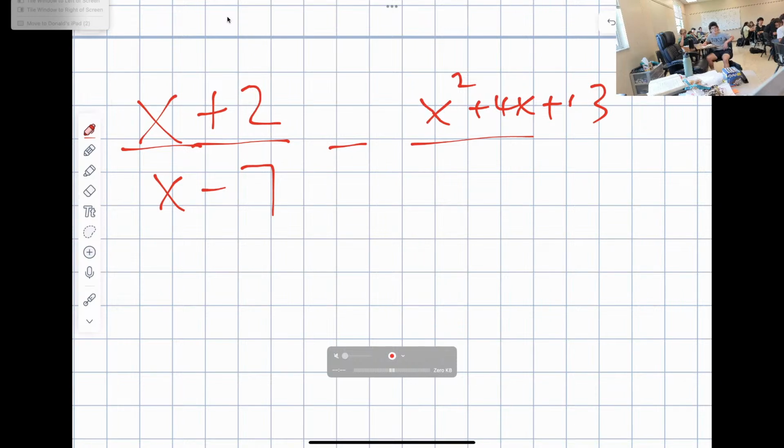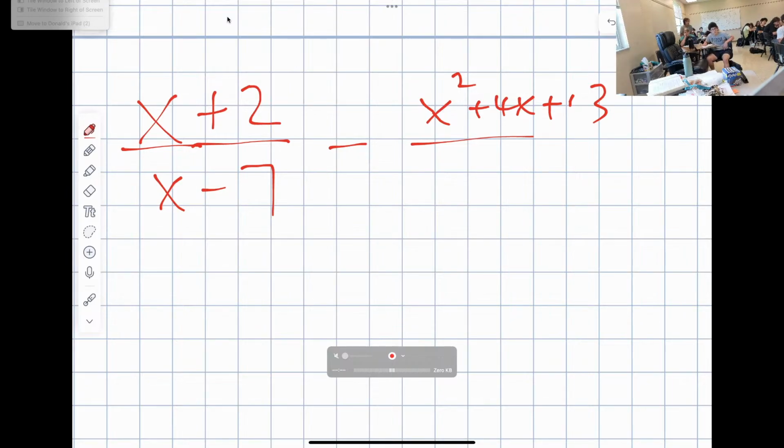Now can I multiply this by 2x over 2x? Can I multiply this by x over x? Then on the top, it's going to be 2x times 1 plus 2x. On the bottom, it's going to be x times 2 minus x. So this one's going to be 1 plus 2x over 2x.